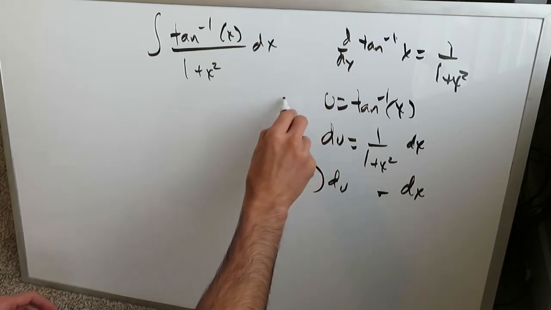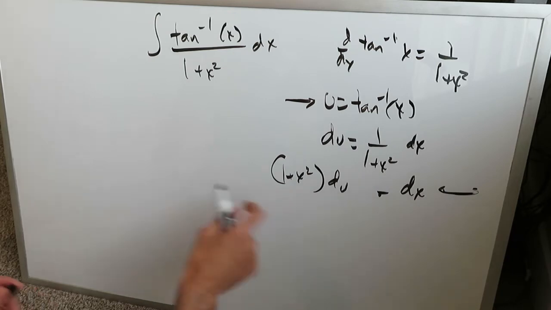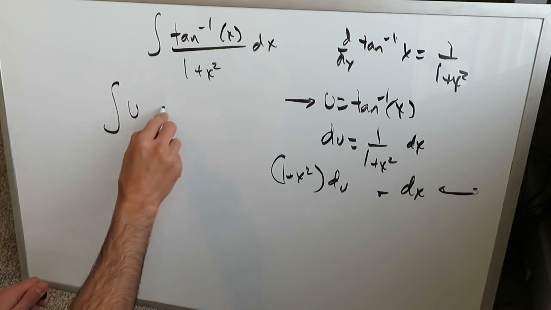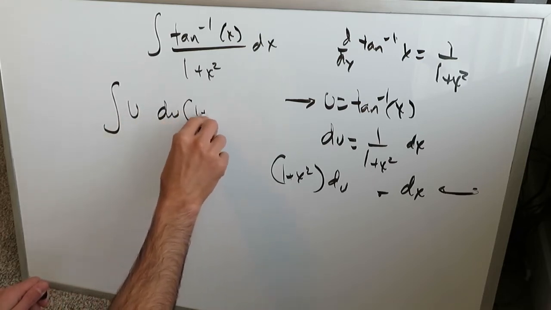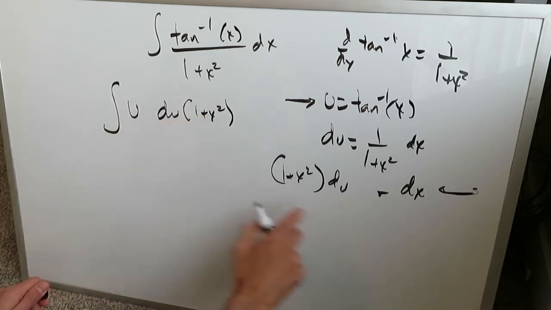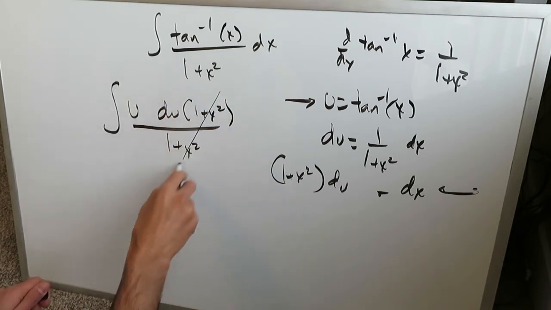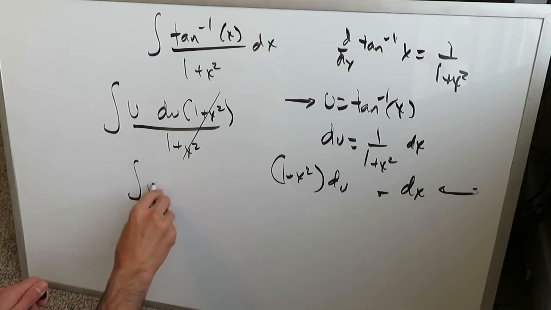Here's my substitution over here, and right over here this inverse trigonometric function has popped up, so we've got to use it. And you would have u du multiplied by this 1 plus x squared, which you see right over here, divided by 1 plus x squared, which you see in the denominator here. These cancel out. You're essentially left with u and then a du, which integrates to what?